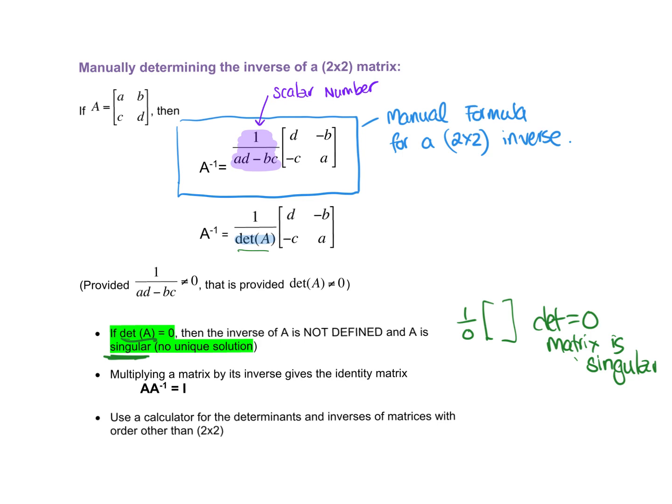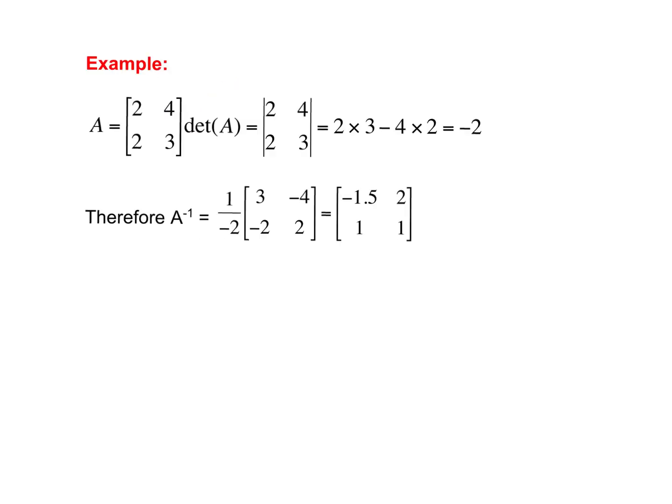Okay, so we've already seen this little fact down here. We saw it at the start. If you multiply a matrix by its inverse, you get the identity matrix. And for anything bigger, we're going to use a 2 by 2. We use our calculator. All right, so let's do a practice. So you can see here, we're going to find the inverse of A.